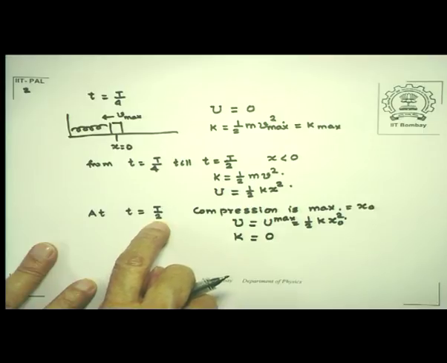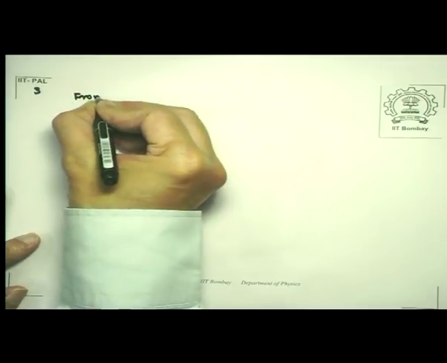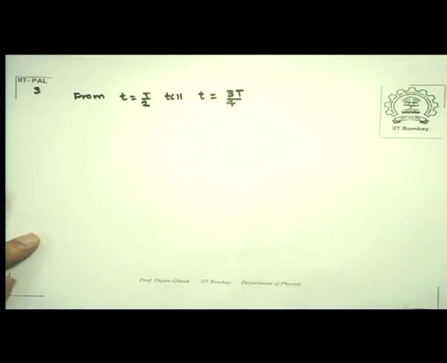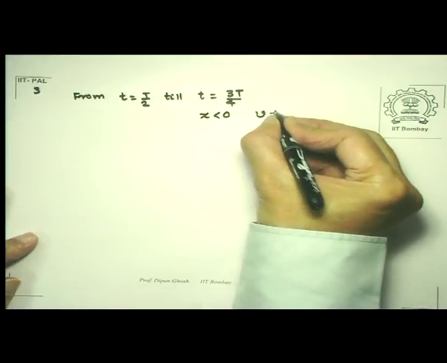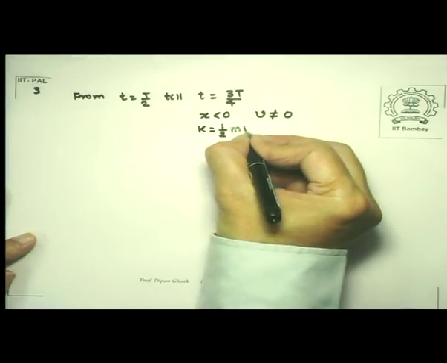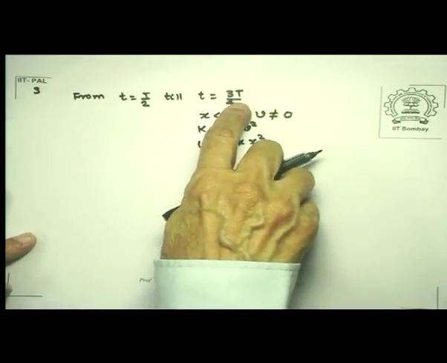Now the velocity being 0, and since at this stage the spring is compressed, there is a force in the opposite direction, that is towards the right, and now the spring will attempt to restore its normal position. And so from t equal to capital T by 2 till t equal to 3T by 4, once again x remains negative, but velocity is towards the right and not equal to 0. And so once again the kinetic energy is half m v square, the potential energy is half k x square, and this continues till 3T by 4.